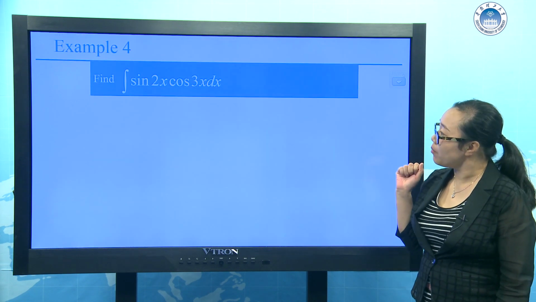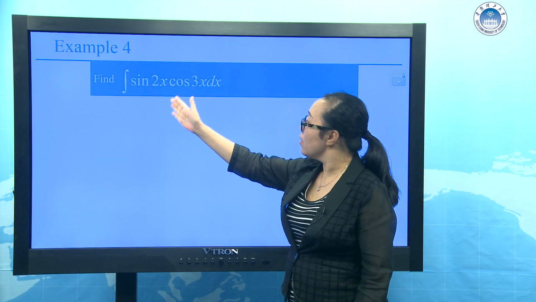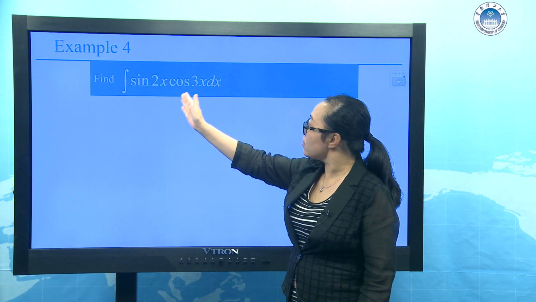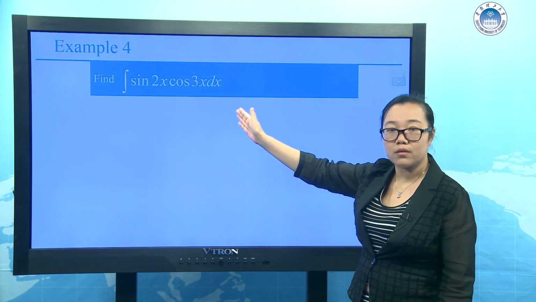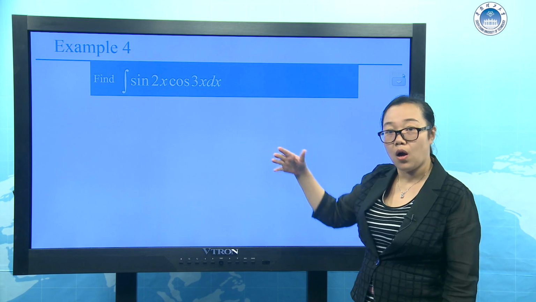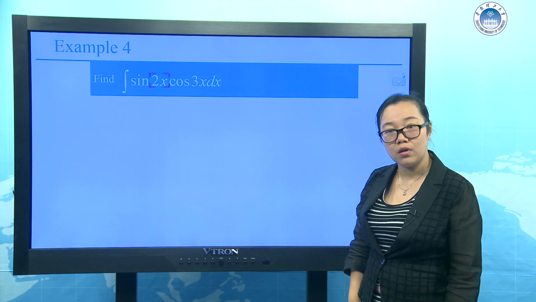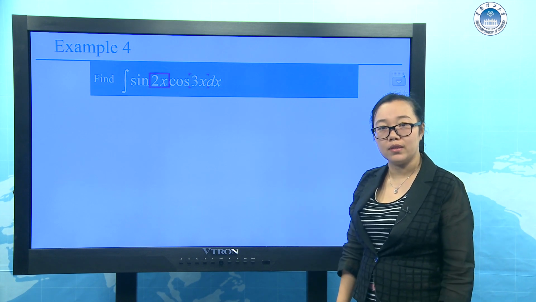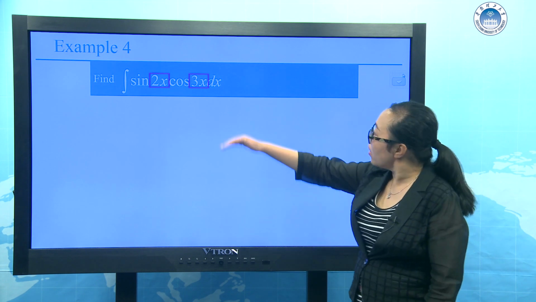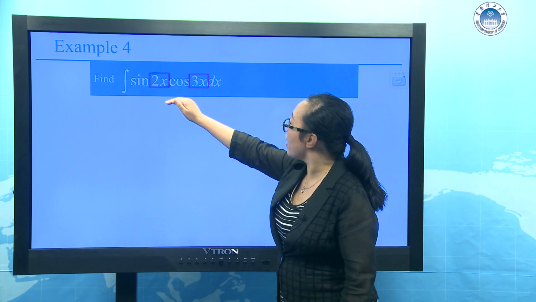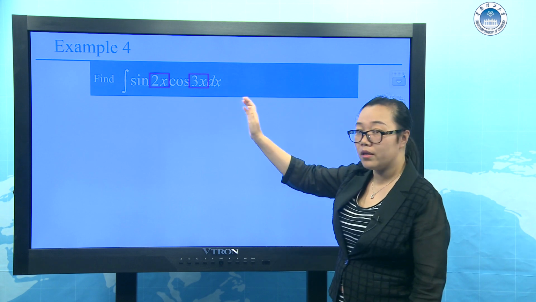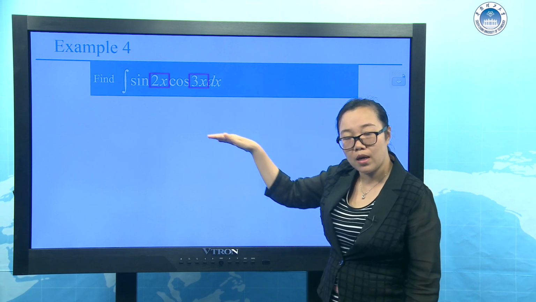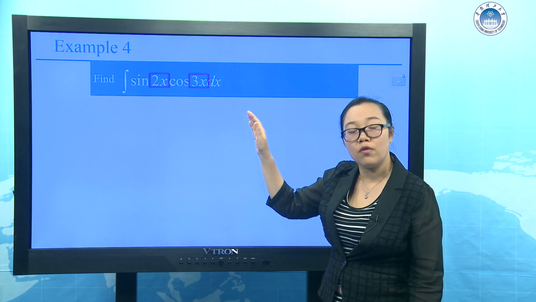Now look at this example. Try to find the integral of sin double x times cosine 3x dx. How to do it? Do you remember the product identities? Yes, this means sin mx times cosine nx. It is the product of two functions.